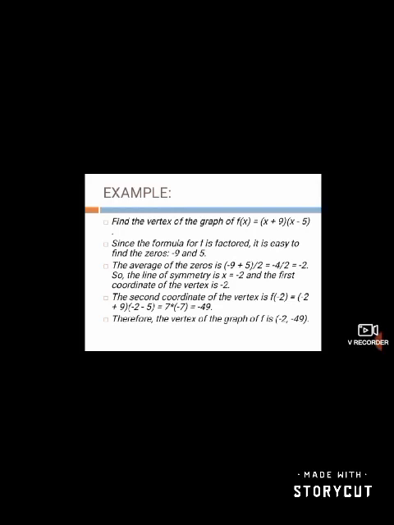The second coordinate of the vertex is f of -2, which is equal to (-2 plus 9) times (-2 minus 5), which is 7 times -7, which is equal to -49. Therefore, the vertex of the graph of f is (-2, -49).